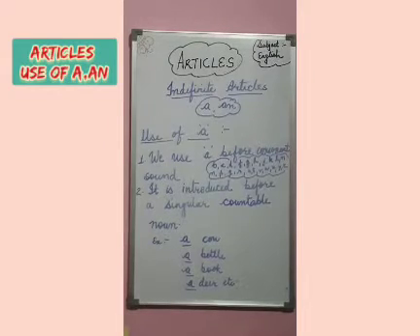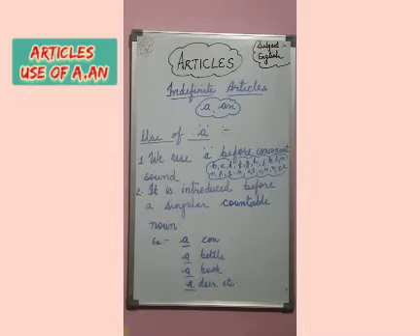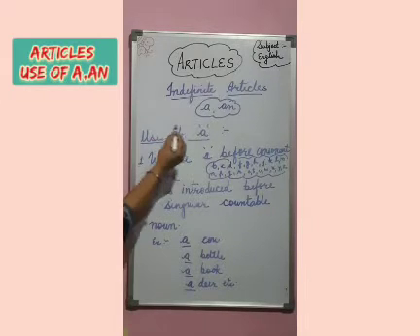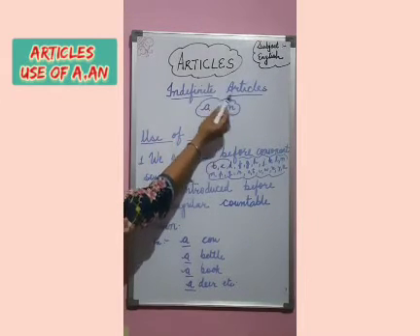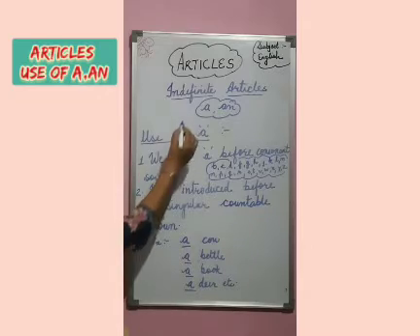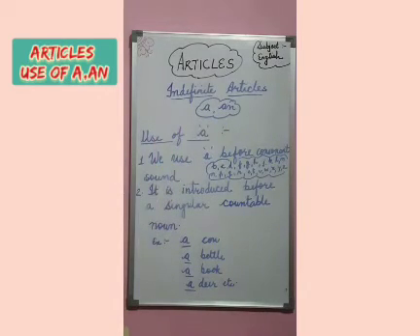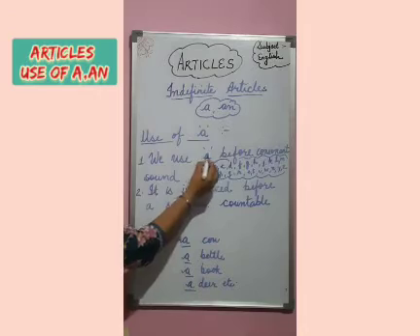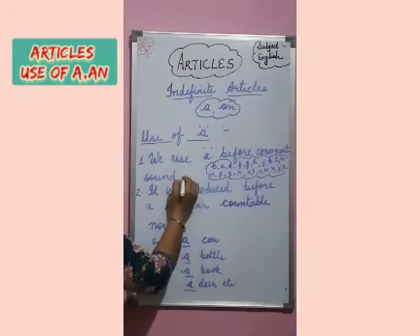So children, now we will learn about indefinite articles. As I have told you, a and an are indefinite articles. Why are they indefinite articles? Because these words do not point out any definite person or thing. So first we will learn about the use of a. We use a before a consonant sound.